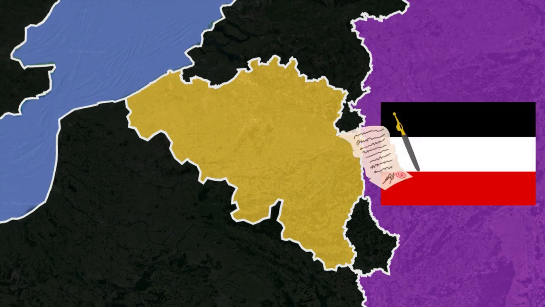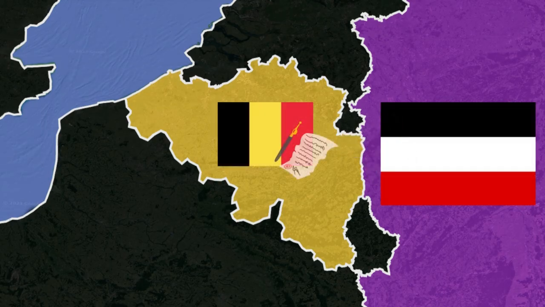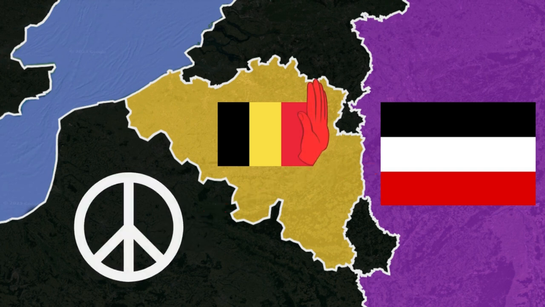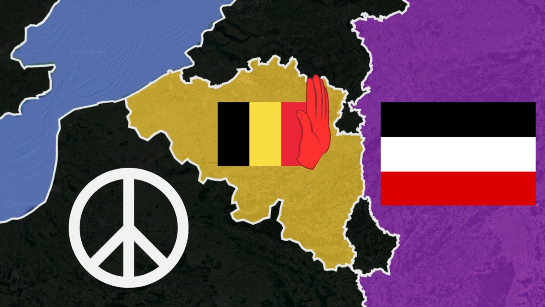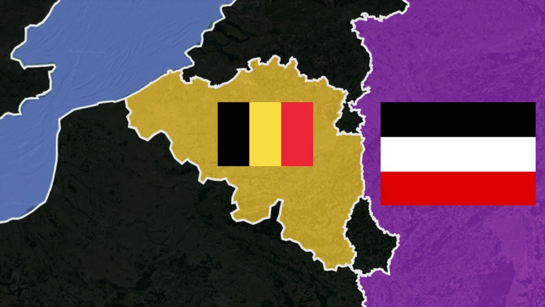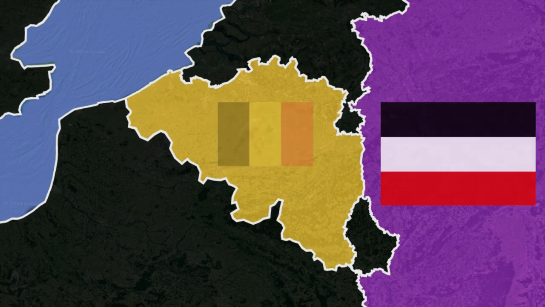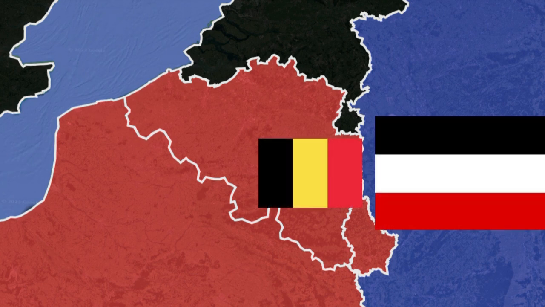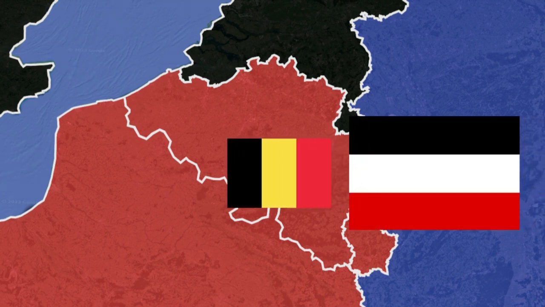The German Empire then sends an ultimatum to Belgium, demanding the small country allow the passage of German troops through it and into France. Belgium refuses, insisting upon its neutrality in the conflict. The following day, on August 3rd, 1914, the German Empire declares war on Belgium and France and begins the invasion of Belgium.